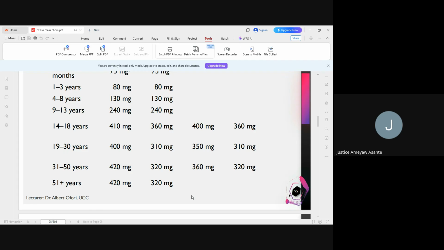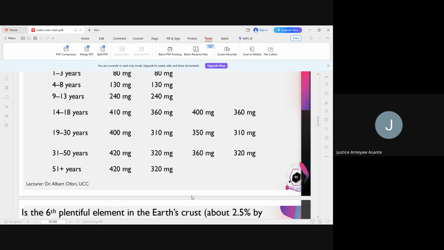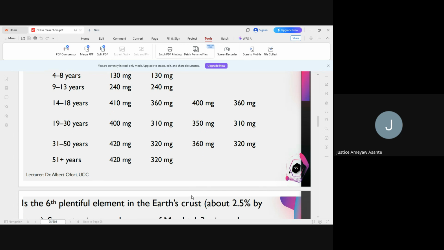31 to 50 years, men, we need about 420 milligrams. Women, they don't need it as much, 320. And 360 for pregnant and 320 for lactating. Now, 51 years plus, male 420 and female 320.